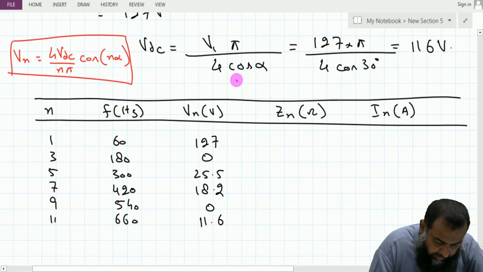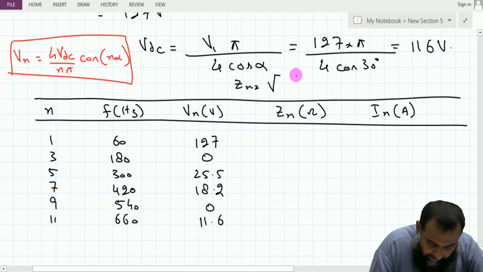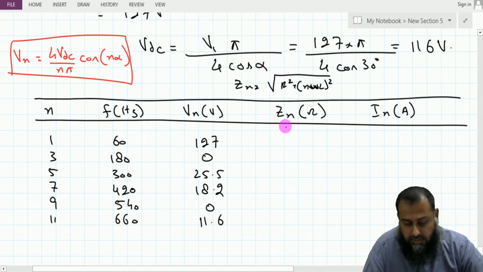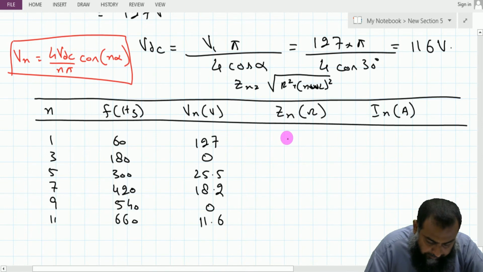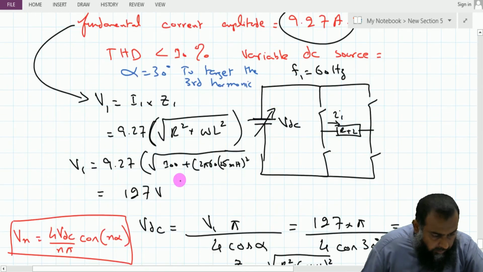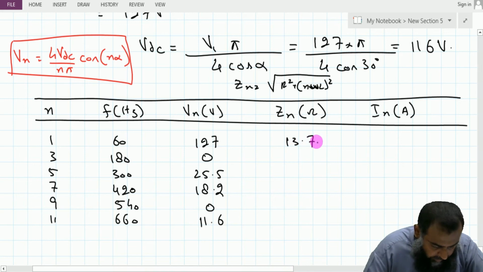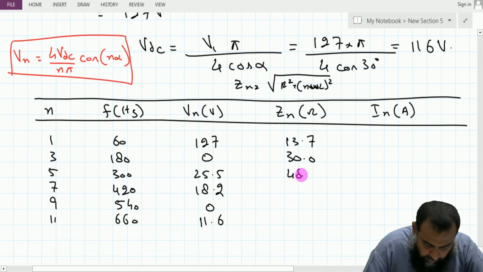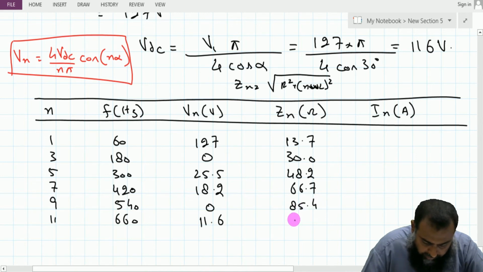Zn is equal to the square root of r square plus n omega naught L square, and using this we can find out what is the impedance for the nth harmonic. So for the fundamental component, this is equal to 13.7 ohm. Then for the third harmonic it is 30 ohm. For fifth it is 48.2. Then we have 66.7. Then we have 85.4. Then we have 104.